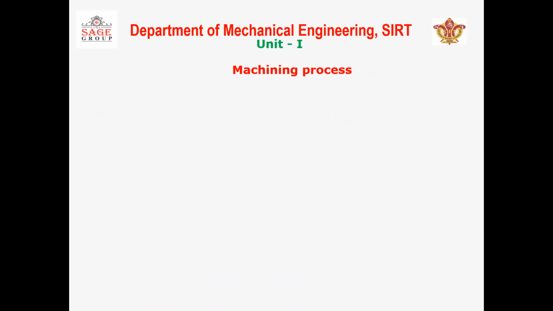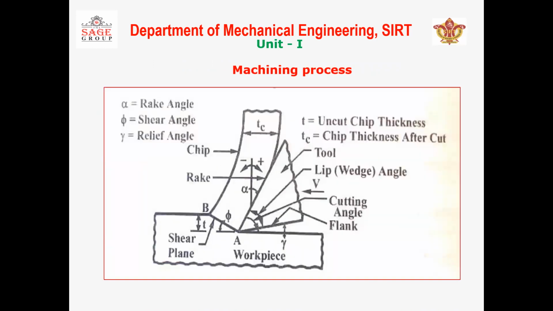Now, let us understand this process with the help of this diagram. You can see in this diagram, there is a workpiece and there is a cutting tool. The cutting tool makes contact with the workpiece. In this process, the workpiece is stationary and the cutting tool is in motion. This diagram shows the machining process, and you can see a number of parameters are involved, and with the help of these parameters the analysis of the machining process is carried out.